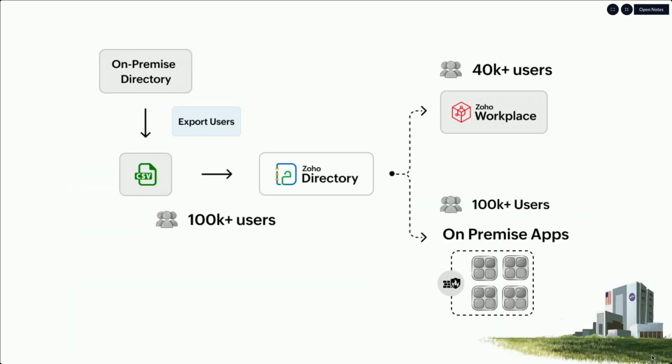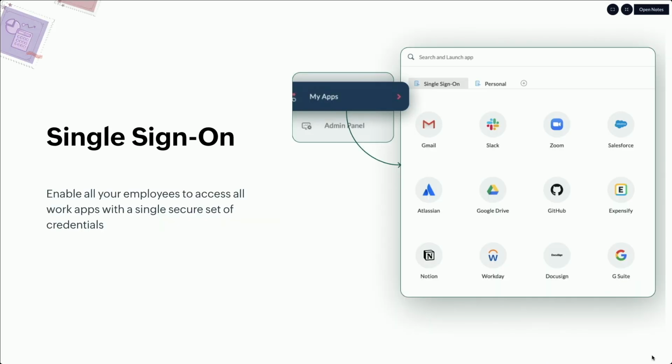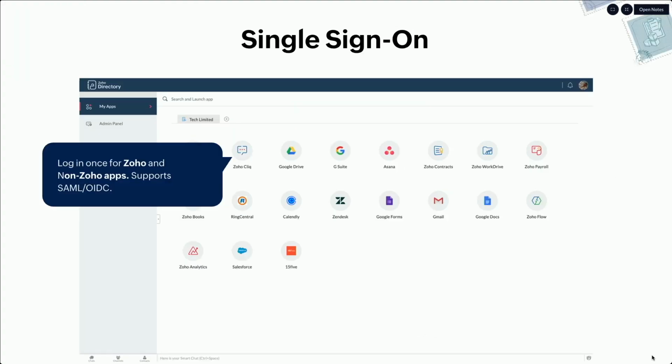So we exported all the users from the on-premise directory as a CSV on an Excel sheet, and then we imported them into Zoho Directory, where we used conditional assignment to provide access to just 40,000 users out of 100,000 users to Zoho Workspace. And then we had the remaining 100,000 users provided access to different on-premise applications that the company was using. And then we enable single sign-on for the users using one of these services. And since the customer was using an on-premise application, we set up a custom single sign-on for the users to enable single sign-on based on their local provider.